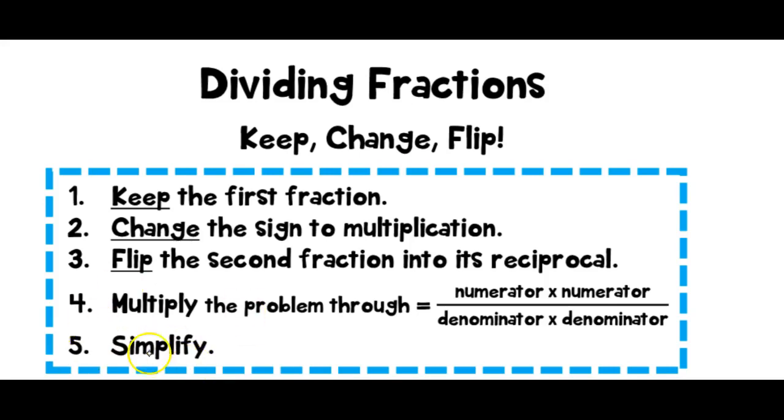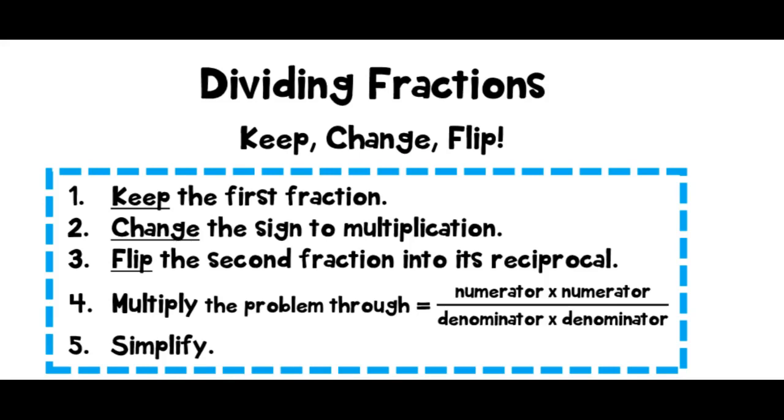So the first step in dividing fractions is called keep. Number one, keep the first fraction. Whatever the first fraction is, keep it just how it is. Then the second step is called change. We're going to keep the first fraction and change the division sign to multiplication, because we learned with our models yesterday that we're really not dividing, we're really multiplying. Everything we did yesterday had something to do with multiplying.